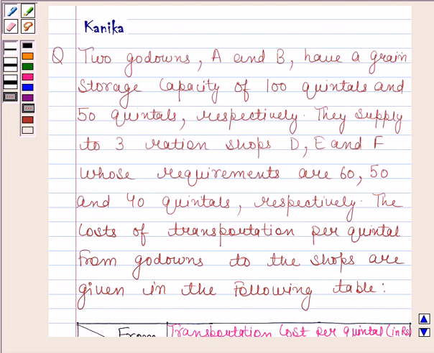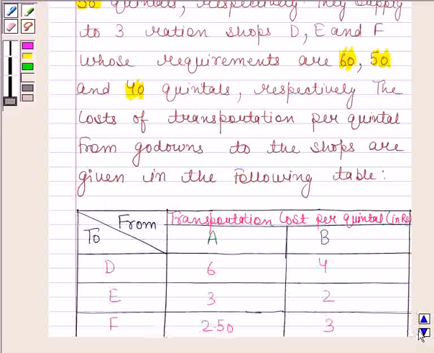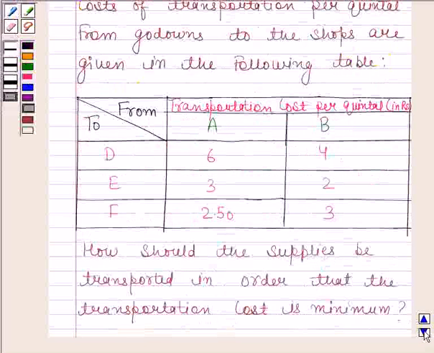The question says two godowns A and B have a grain storage capacity of 100 quintals and 50 quintals respectively. They supply to three ration shops D, E and F whose requirements are 60, 50 and 40 quintals respectively. The cost of transportation per quintal from godowns to the shops are given in the following table. This is the table given to us. How much should the supplies be transported in order that the transportation cost is minimum? Let's now begin with the solution.